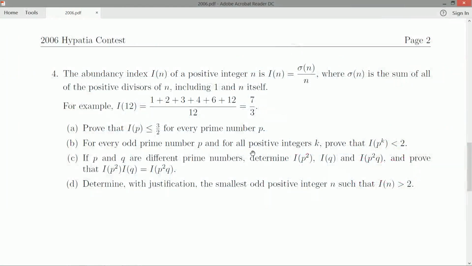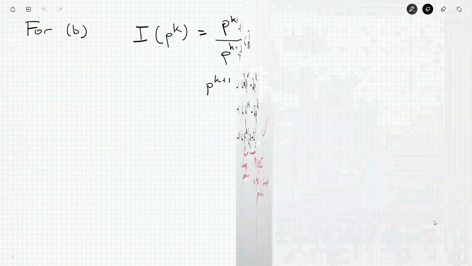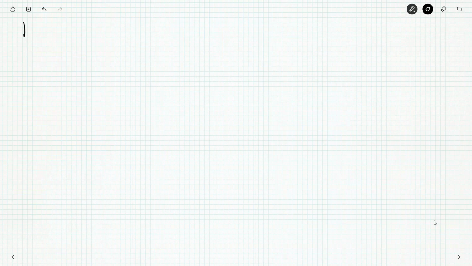Okay, so C part was determine these. Well, I got formulas for these. I don't have a formula for this one. Now, I could either write out a formula for this one and prove this, or what I could do is prove, I would say, the general result. So the general result, I'm going to start another page. For C, I'll prove the stronger result.